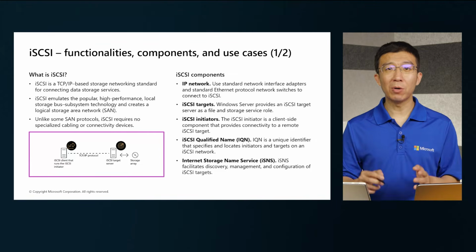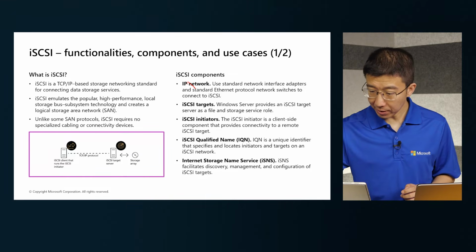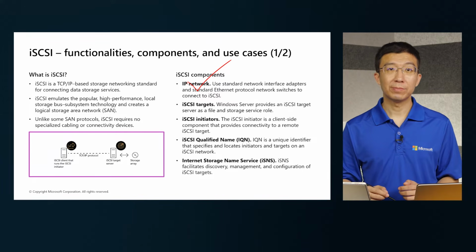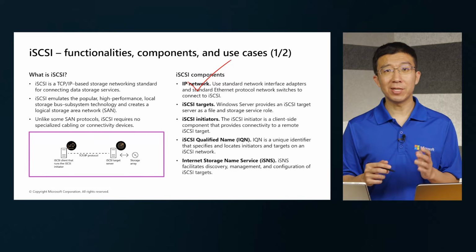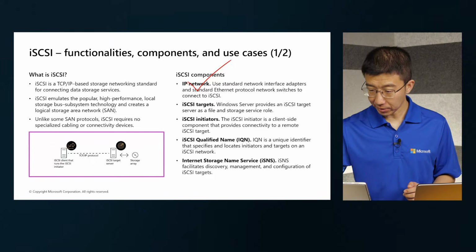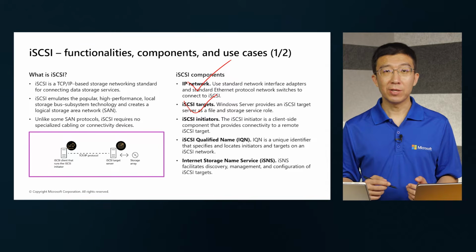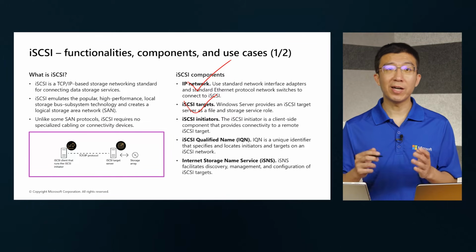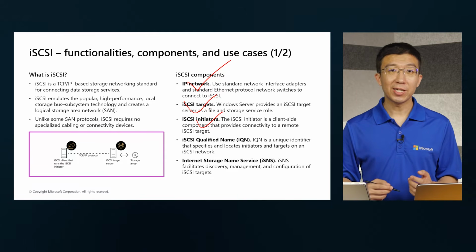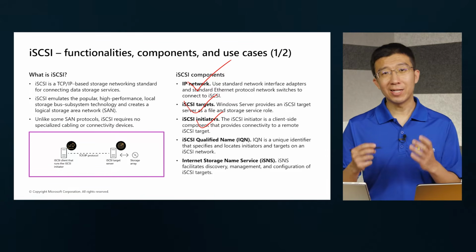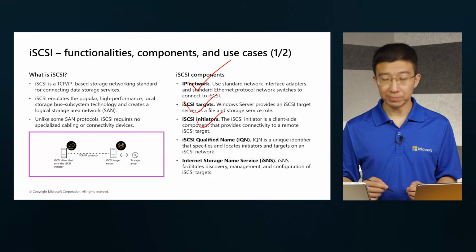Its key components include: IP network. It uses standard Ethernet and network adapters. iSCSI targets. They are storage resources provided by Windows Server. iSCSI initiators, the client-side component that connects to targets.